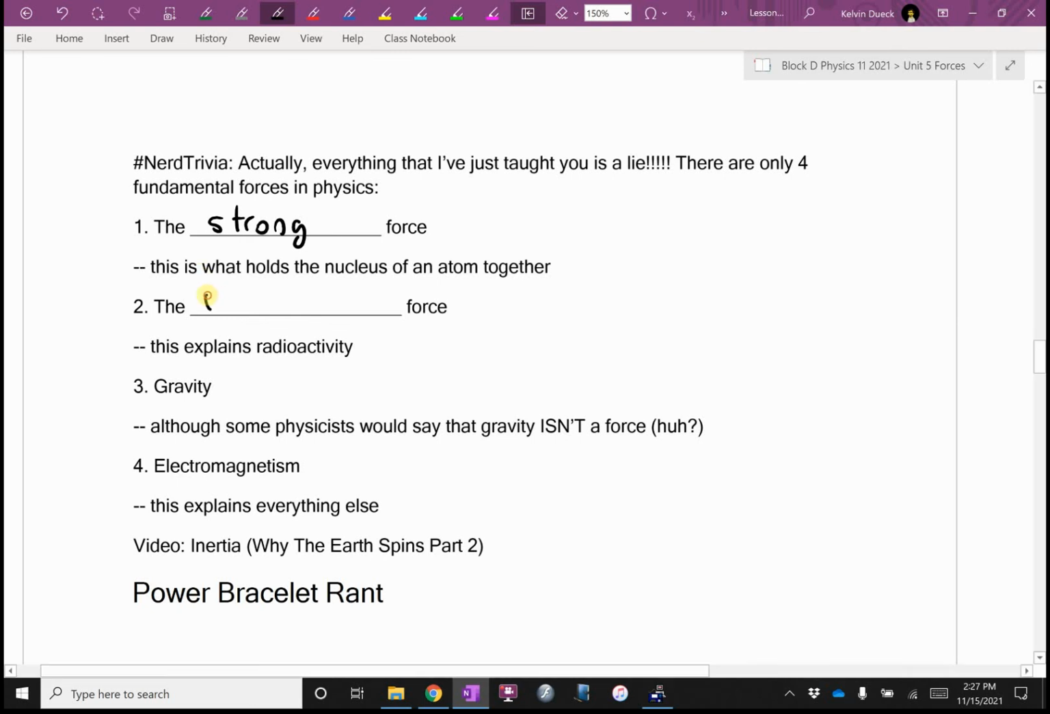There's also something called the weak force. How do you think the weak force compares to the strong force? Any guesses? It's weaker. That's also acting in the atomic nucleus. That's what explains radioactivity and particle decay.